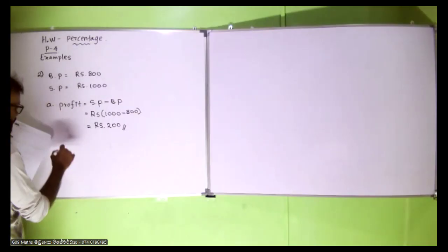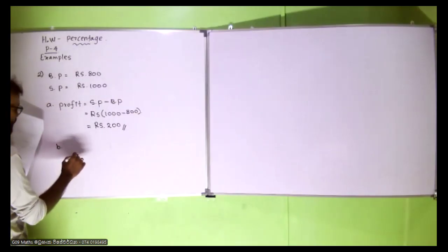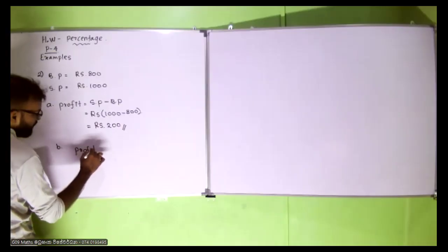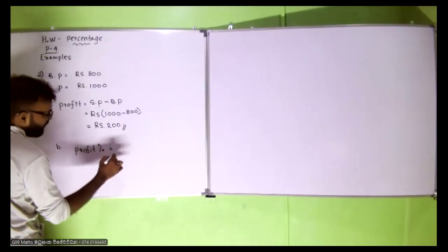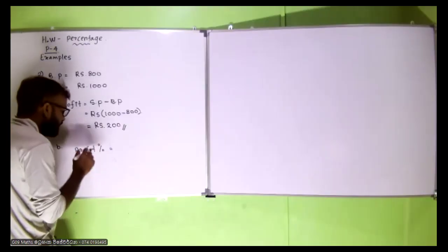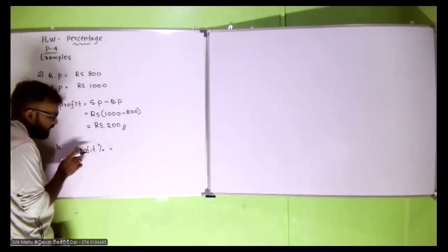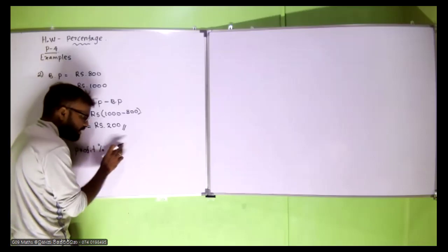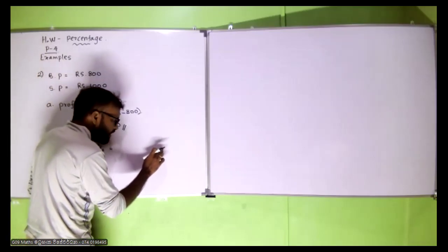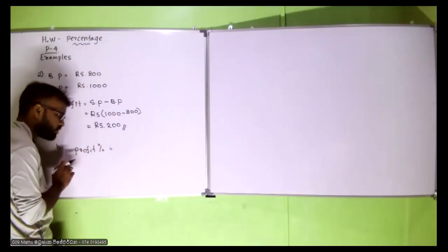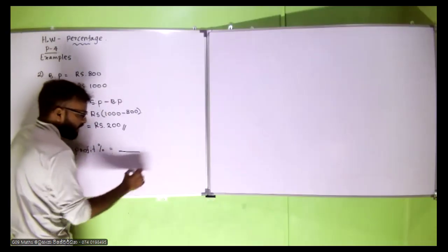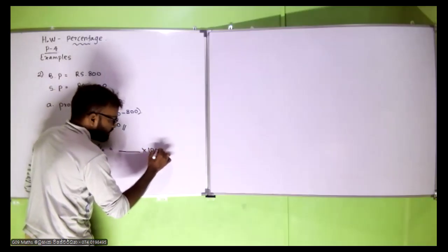Then part B, profit percentage. You know how to find the profit percentage. I told you something: when they are asking the profit percentage, you should have a fraction and you need to multiply it by 100% to get the percentage. So there should be a fraction and multiply by 100%.